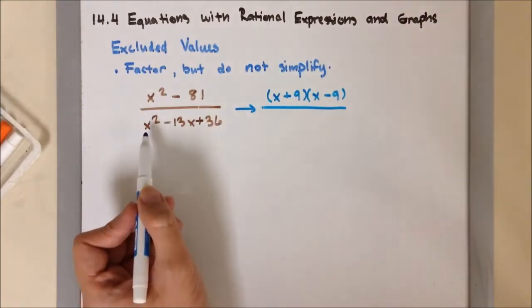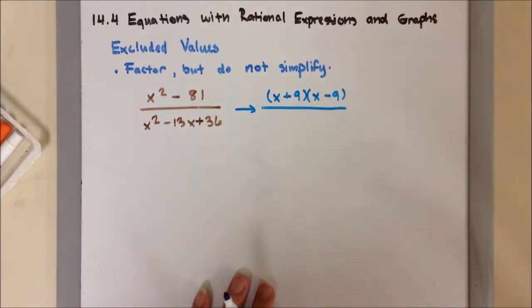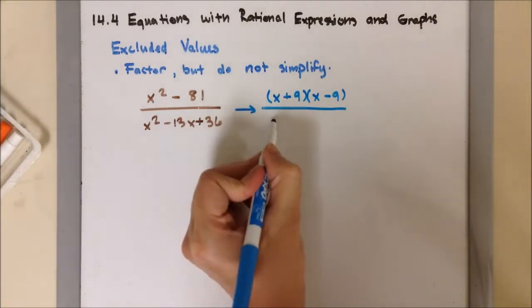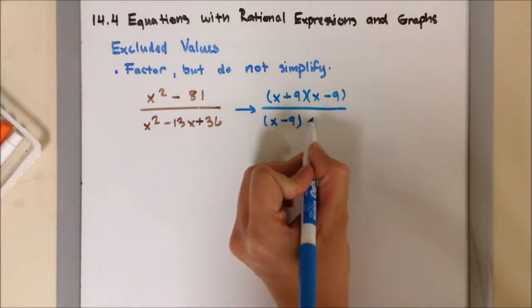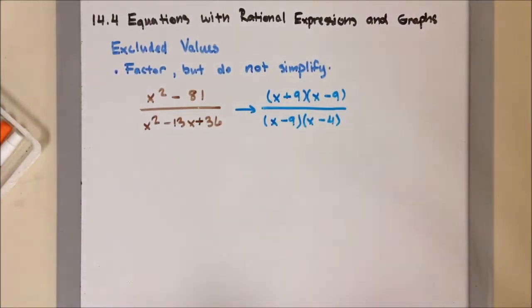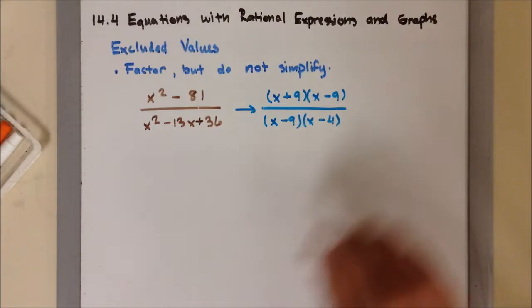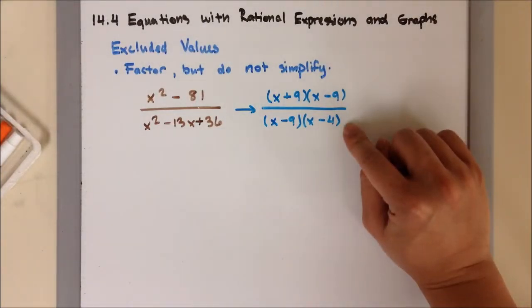Now for the denominator, it's x squared minus 13x plus 36. That's just a general trinomial. When you factor, you're going to get x minus 9 and x minus 4. So here's our numerator factored out, and here's the denominator factored out.